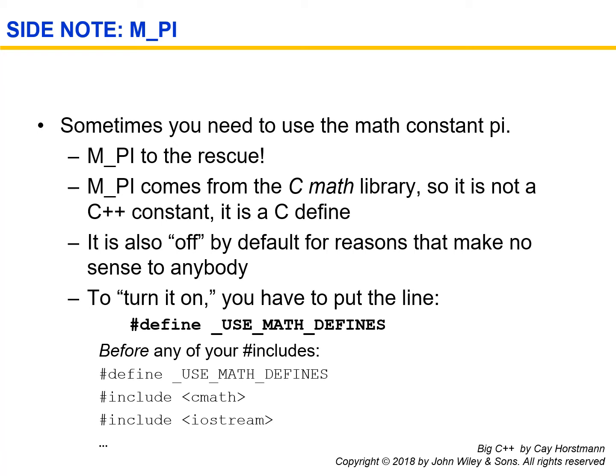Also, for reasons that have never made any sense to me or anybody else I know, M_PI is turned off by default when you import cmath. So to turn it on, you have to put the line #define _USE_MATH_DEFINES at the beginning of your program. And when I say at the beginning, it has to be before any #includes. So it has to come before #include cmath, it has to come before #include iostream. It just has to be up there at the very, very top of your program: #define _USE_MATH_DEFINES.